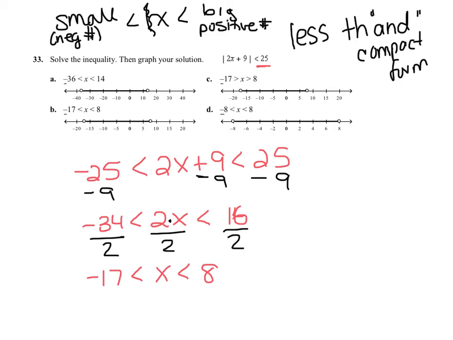So I have compact form, negative 17 less than x less than 8, and that looks like right here, right off the bat. I don't even need to look anymore. I can see that this matches it perfectly. Just make sure that the graph actually does. Open circle on negative 17, open circle on 8, and it's shaded in between there. So that should be our answer, letter B.